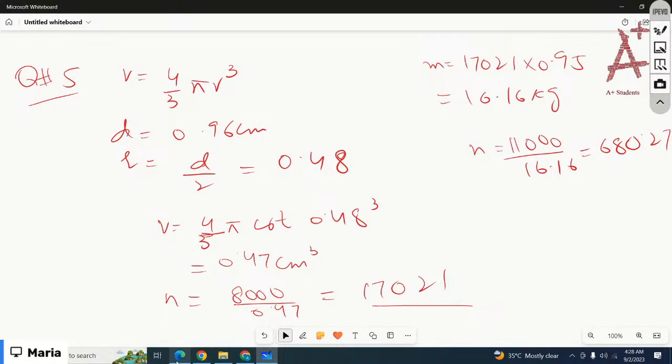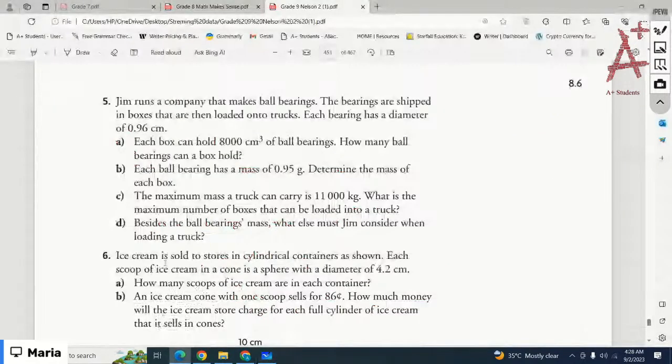Okay, the next one is, besides the ball bearings mass, what else must be considered when loading a truck? So ball bearings can roll and must be packaged accordingly, right?